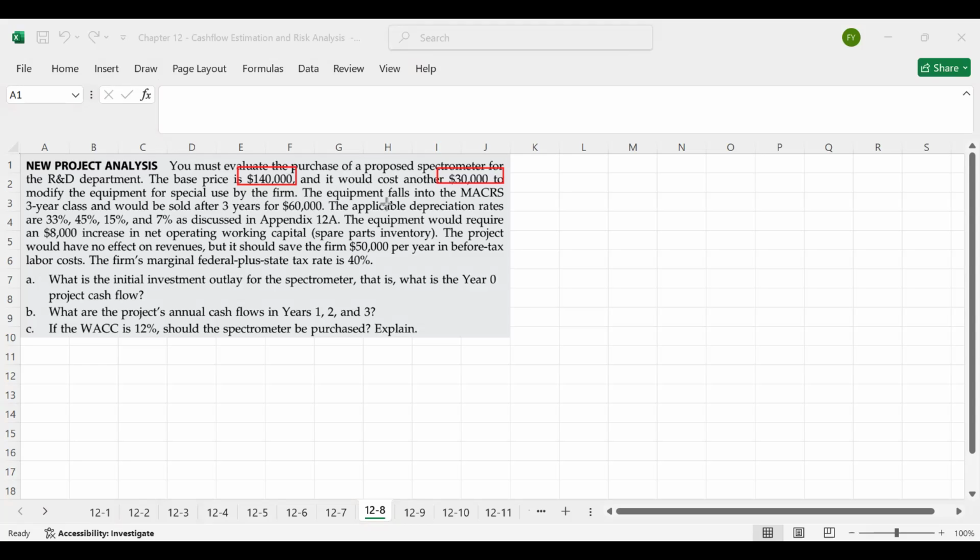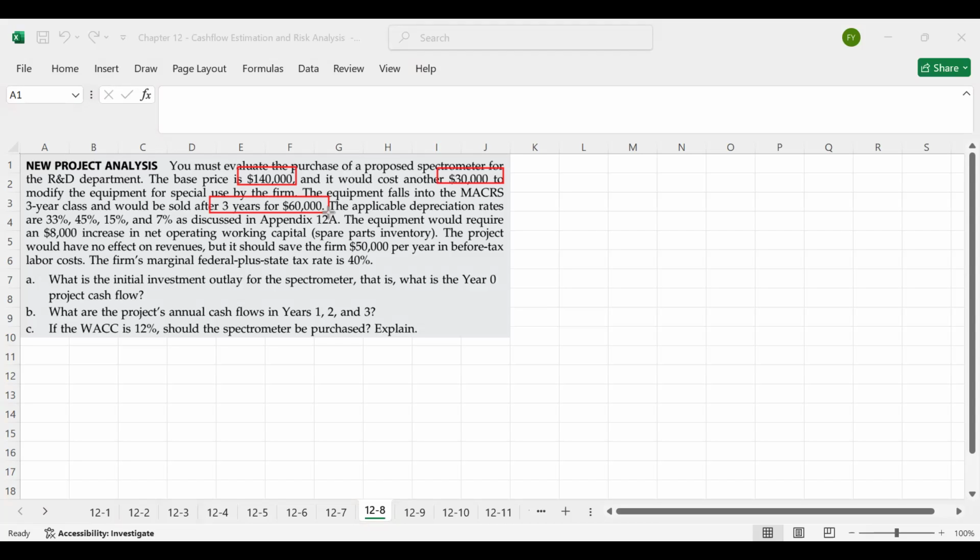Then the equipment falls into the MACRS 3-year class and would be sold after 3 years for 60,000. So this 60,000 is the salvage value. The applicable depreciation rates are 33%, 45%, 15%, and 7%, where 33 is for the first year, 45 is for the second year, 15 for the third year, and 7% is for the fourth year.